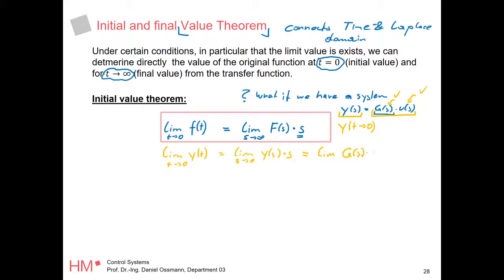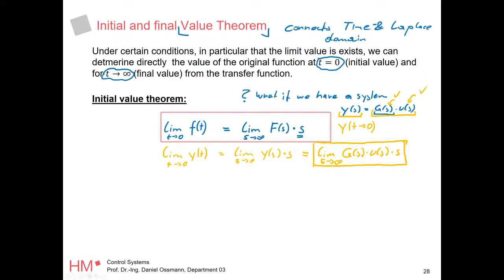G of s times u of s times s. And then we let s go to infinity. And now we have everything to apply this theorem to a system, right? Because we know the system and we know the input. And then we can compute the initial value, right?